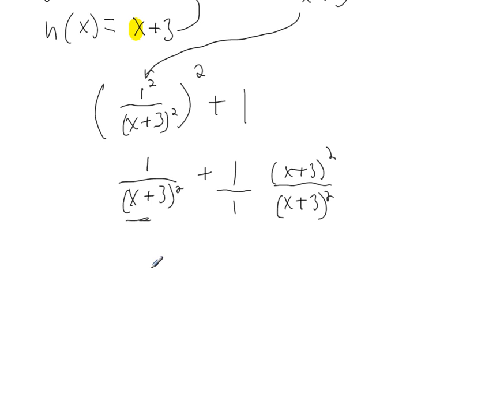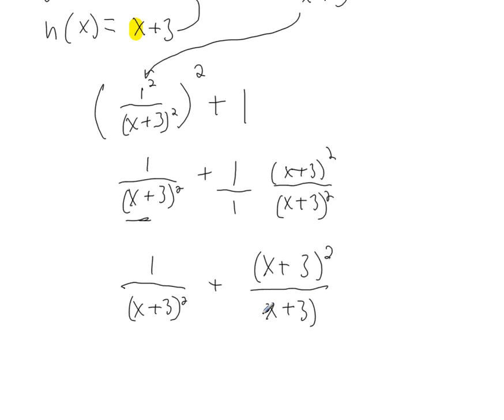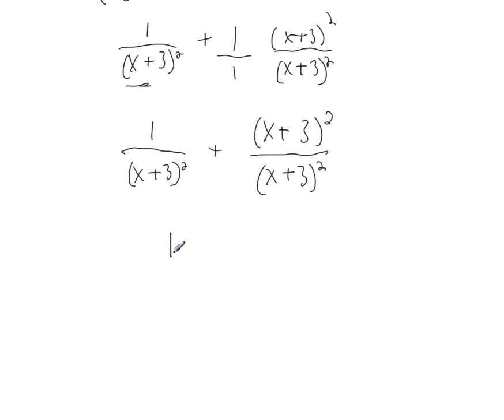And that's going to leave me 1 over x plus 3 squared, plus that whole mess, because that's just 1. You'll certainly start taking shortcuts with this, but I'll walk this out in detail here. Now I've got common denominators, so I can just combine the fractions. That's 1 plus the quantity x plus 3 squared over that denominator, x plus 3 squared.